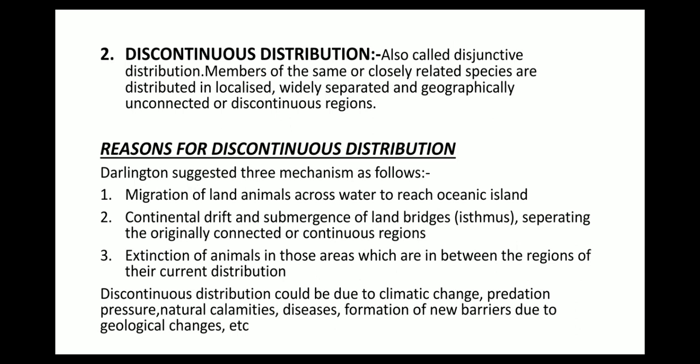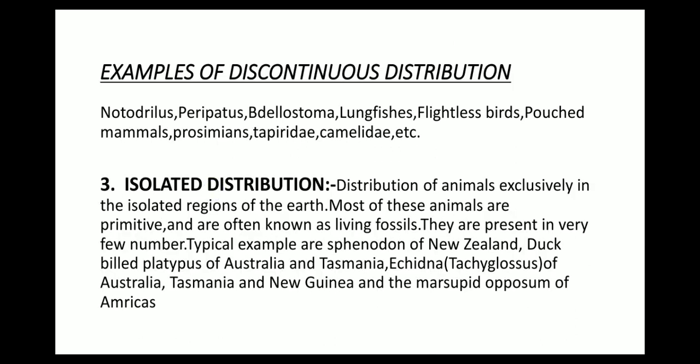Discontinuous distribution could be due to various other factors also, such as climatic changes, predation pressure, natural calamities, diseases, formation of new barriers due to geographical changes, etc. Examples of discontinuous distribution: Notodrilus, Peripatus, lungfishes, flightless birds, pouched mammals, Camelidae, etc.